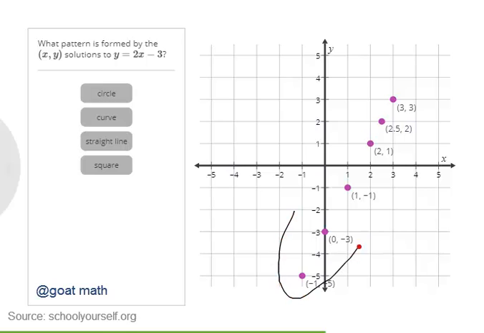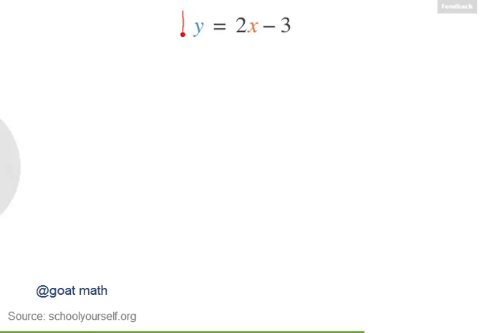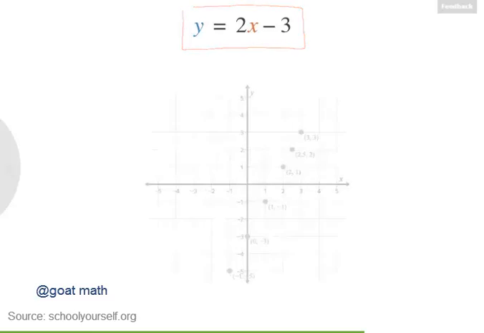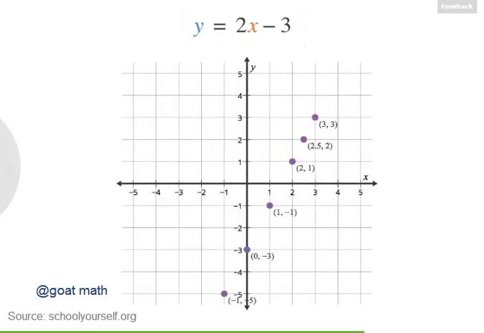So what's the pattern formed by the solutions to the equation y equals 2x minus 3? Do these points form a circle, a curve, a straight line, or a square? Excellent! So for the equation y equals 2x minus 3, here are a few solutions that you plotted on the coordinate plane. And these aren't the only solutions. You can plug any value of x into this equation and get a value for y.